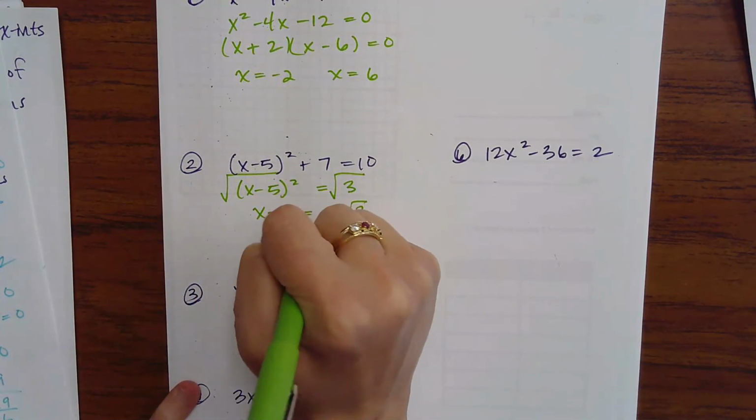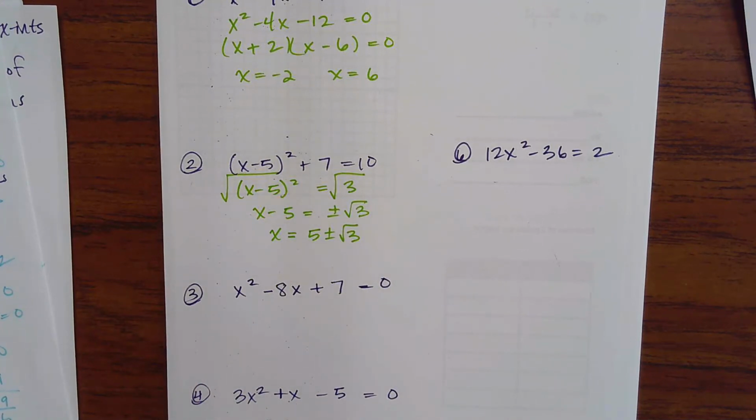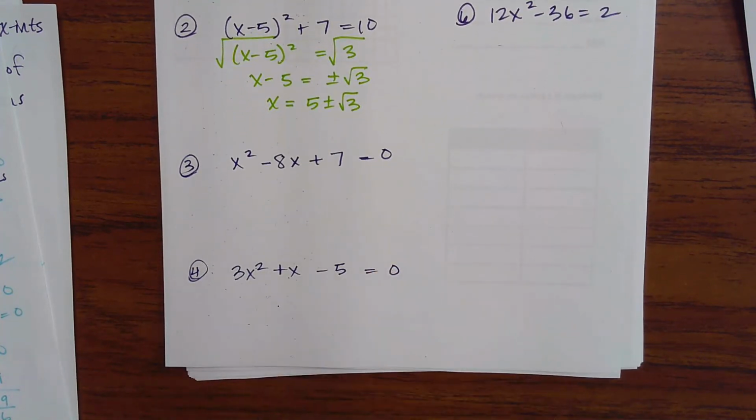So we're going to add 5 to both sides. So I get a final answer of 5 plus or minus root 3. Again, vertex form equation, I want you to use square root method. Okay, number 3, it's a trinomial.